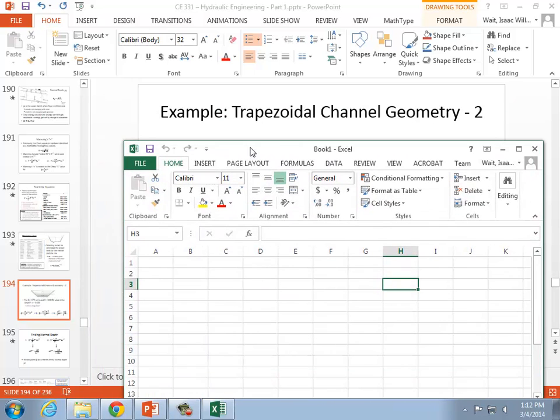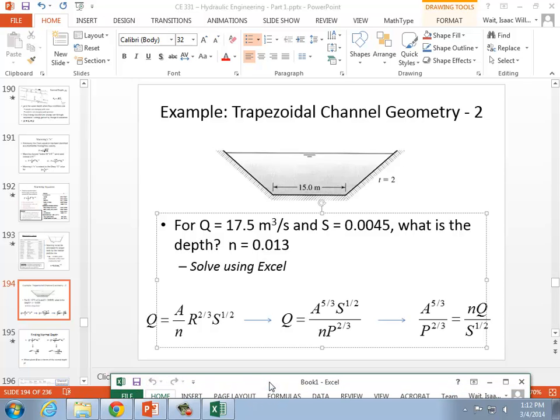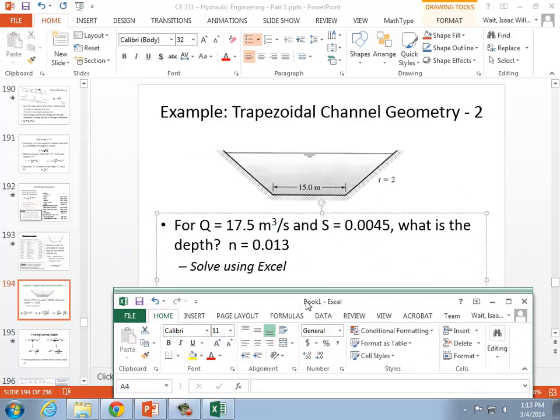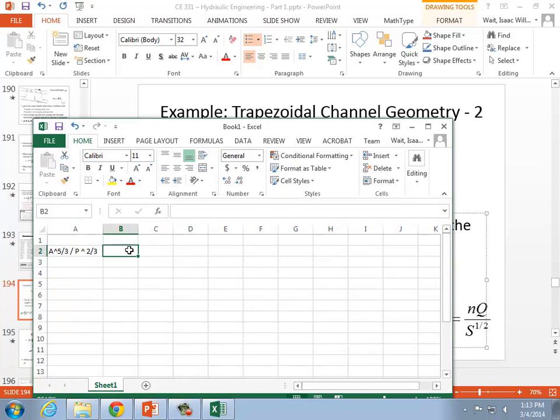On the left-hand side of the equation is going to be the area to the 5/3 divided by wetted perimeter to the 2/3. So area to the 5/3 divided by wetted perimeter to the 2/3. I'm just writing that to remind myself what's going in this column, not that that's the actual formula that's going to be calculating. And then over here we've got n times Q divided by slope to the 1/2 power.